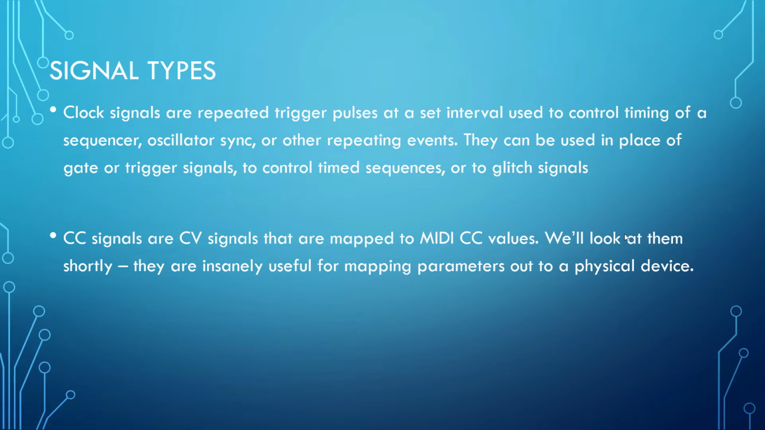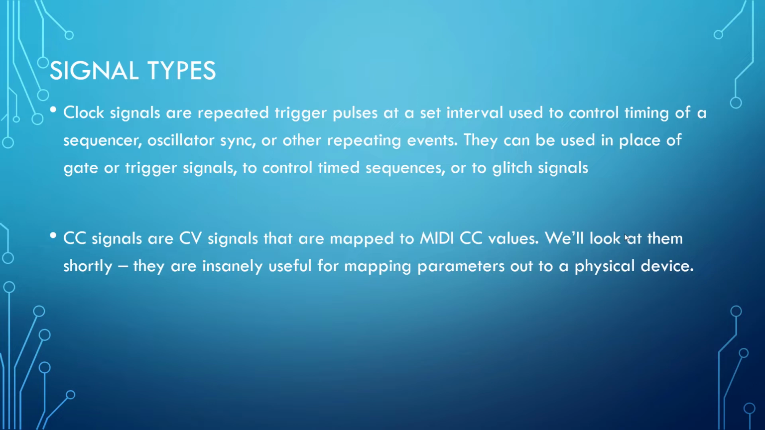Clock signals are repeated trigger pulses that occur at a set interval and are used to control the timing of a sequencer, to sync up multiple oscillators, or for any type of repeating events. They can be used in place of a gate or trigger signal to control time sequences, or they can be used to glitch signals. They're a lot of fun.